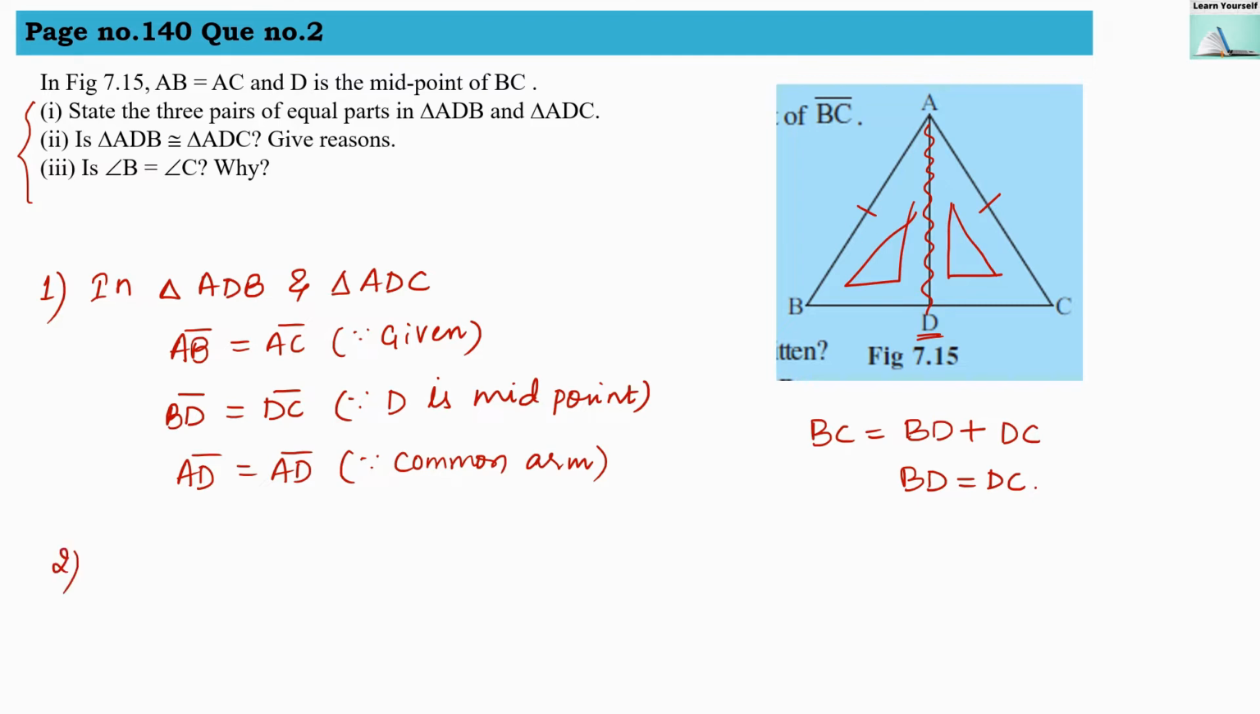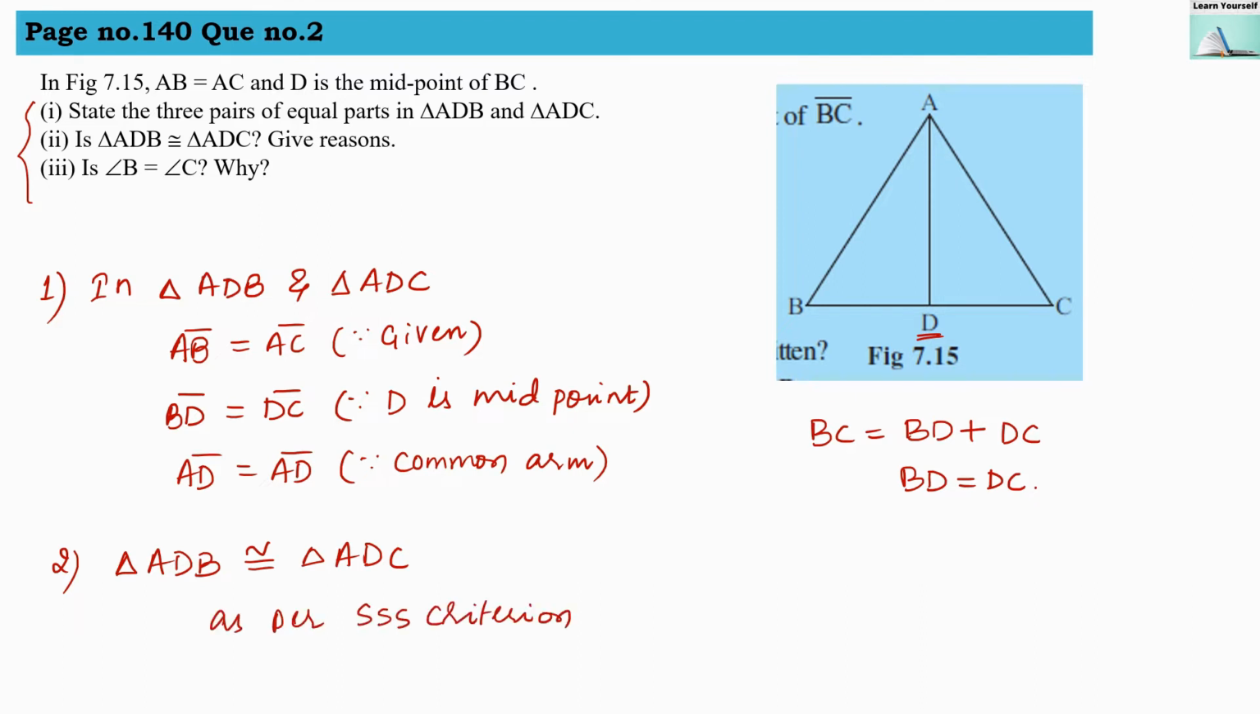Second question is, why are these two in congruence with each other? Because as per SSS criteria, these two triangles are in congruence with each other. And what will you write for SSS criteria? The same reason, that these three sides are equal to each other.